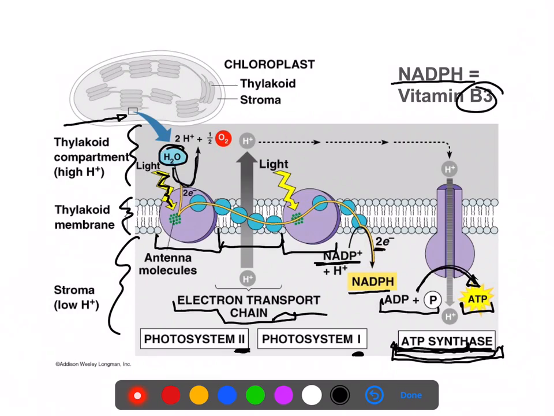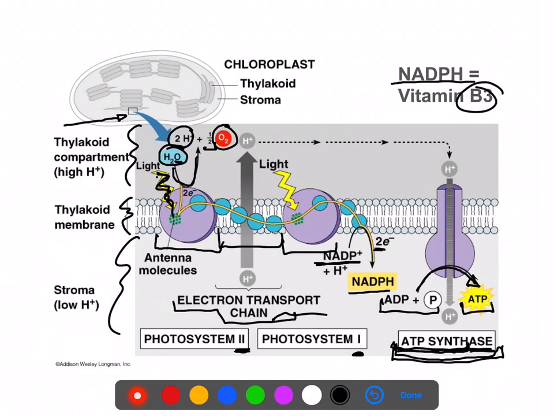Okay, who provides electrons to the light reactions? It's water, right? And when water breaks down, it creates acid, and it creates oxygen. How much oxygen? 1/2, right? There's only one oxygen right there.